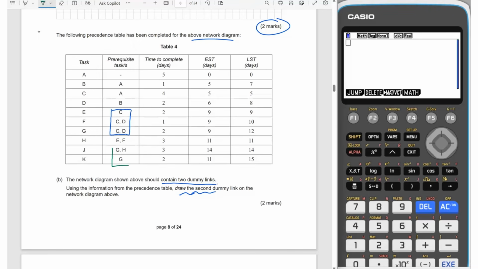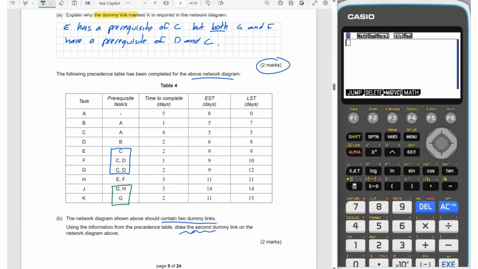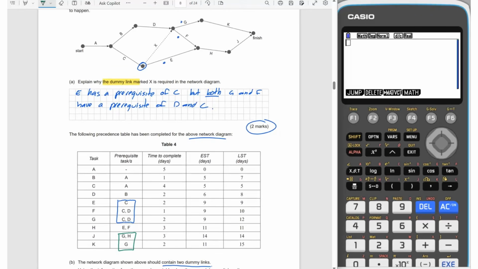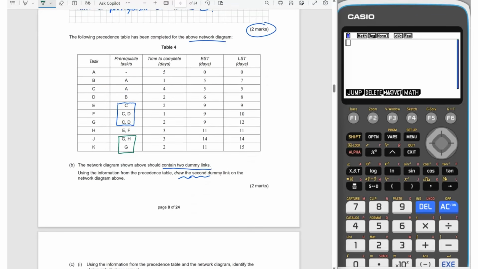So J and K, they both have G as a prerequisite, but H is the additional one for J. So if we look up here, I might just make it just a tiny bit littler. So G is the one that they both share, so it's got to come from G and it's got to come down here towards task J, because J is the one that needs G as a prerequisite as well. So it's important that we have our arrows, okay, when we add this to the diagram for 2 marks.